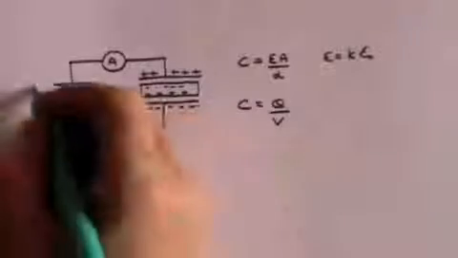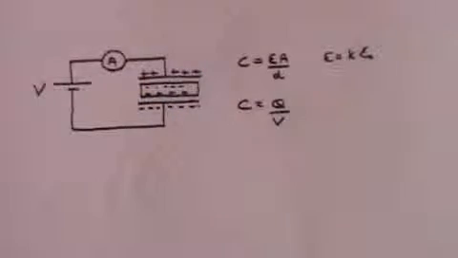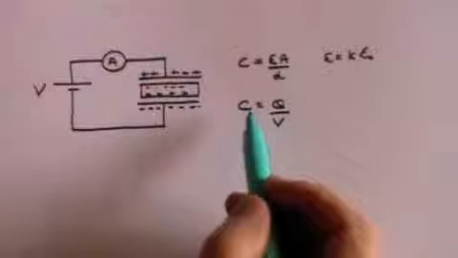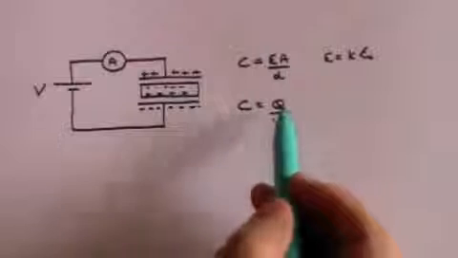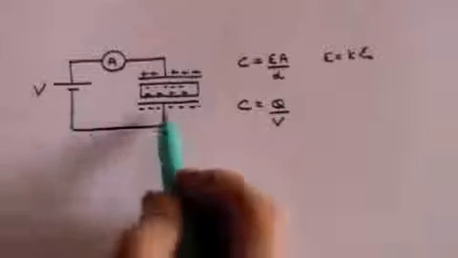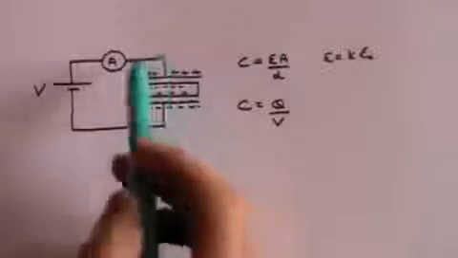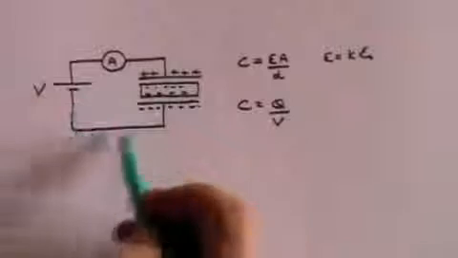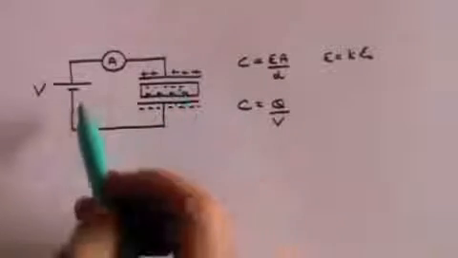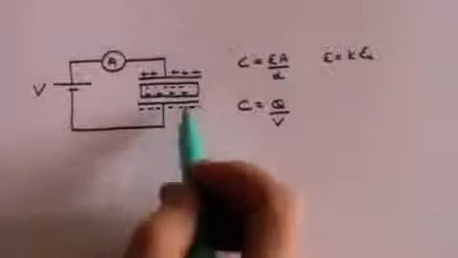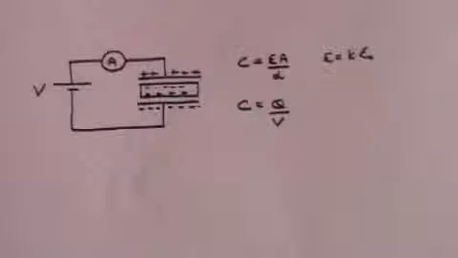Now V is the voltage on the battery, and that's not changing because the battery is still connected. But C has increased 5-fold. So immediately you can see that Q will increase 5-fold. In other words, a lot more charge will flow onto these plates, and you will see a current flow in the ammeter, because as soon as you put that dielectric in, more charge will flow. That means a current will flow, and there will be more charge on the plates.